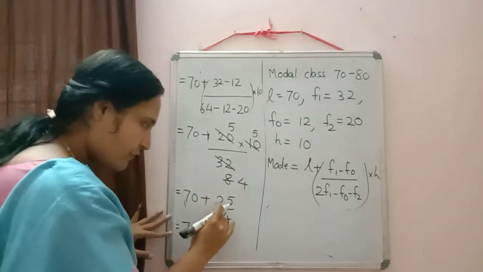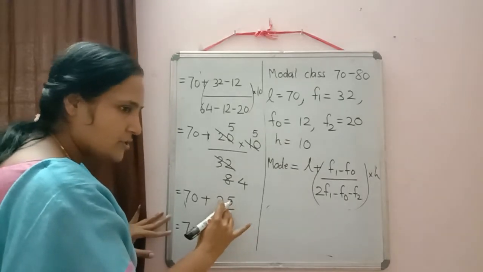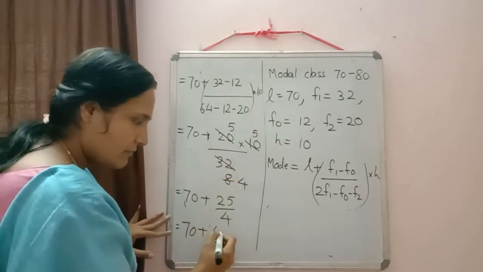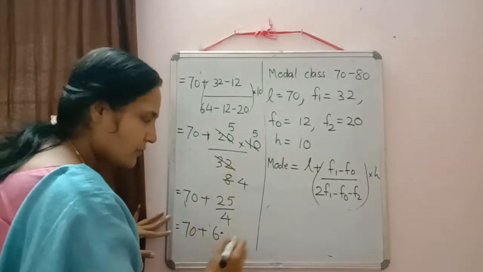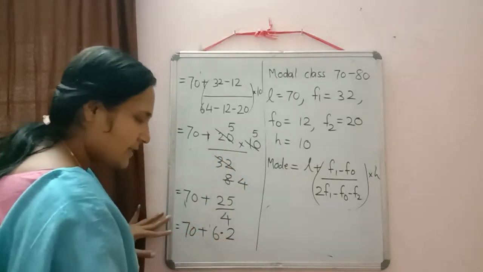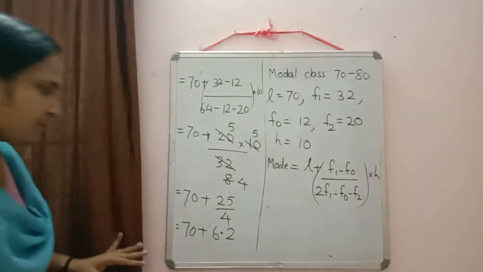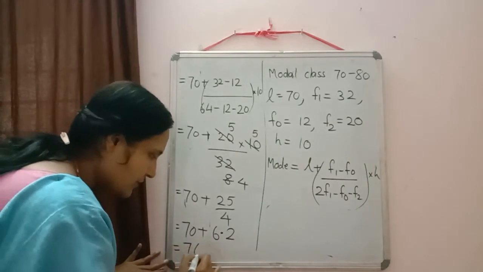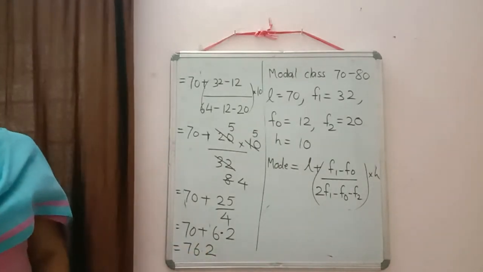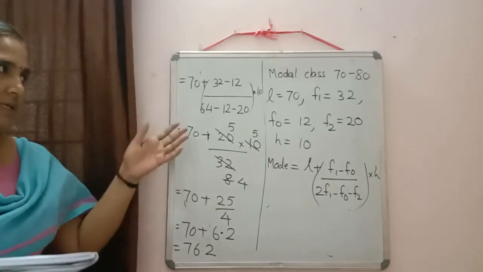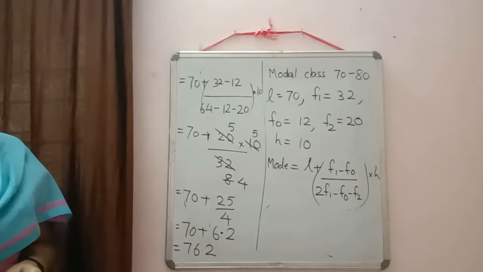What will come? 4 6s are 24. So 25 minus 24, 1 will remain there. Then we will put a decimal. So 10 will come. So that will be equal to 4 2s are 8. So either 6.25 you can write, or you can simply write 6.2. So your mode will be equal to 76.2 or 76.25. So now it is clear how to calculate the mode. Okay, so moving on to the next question.